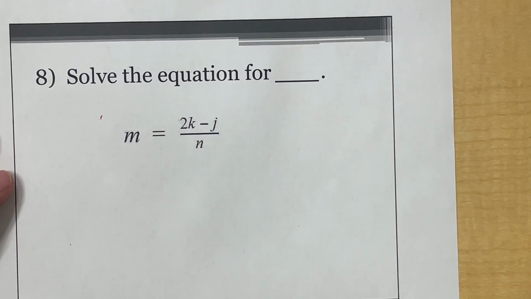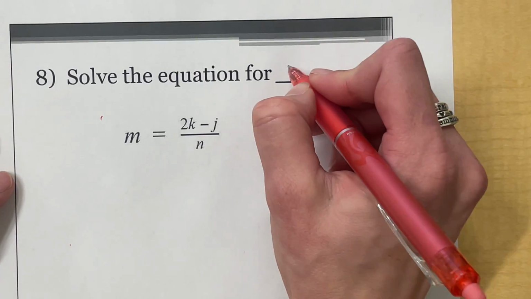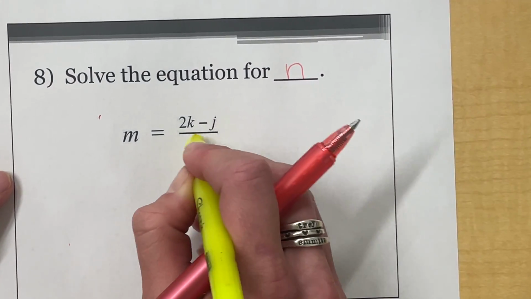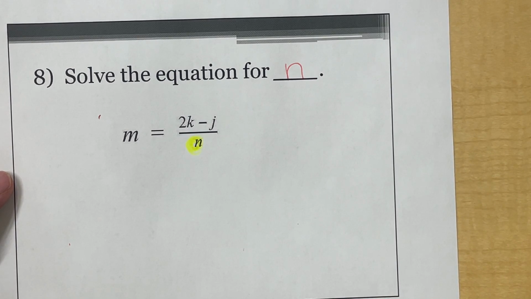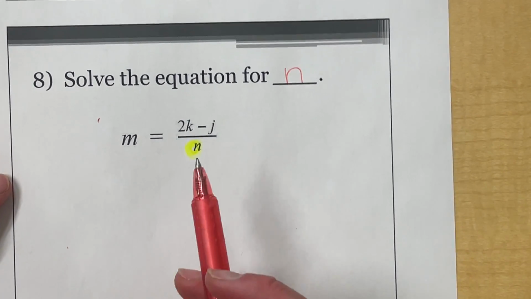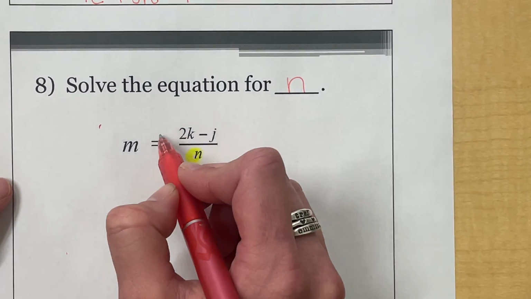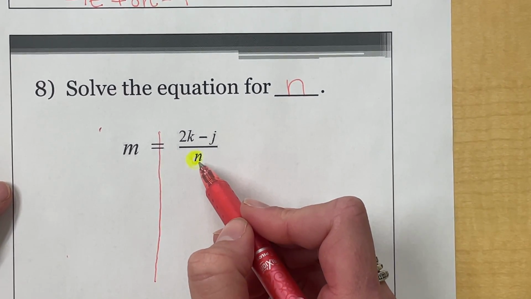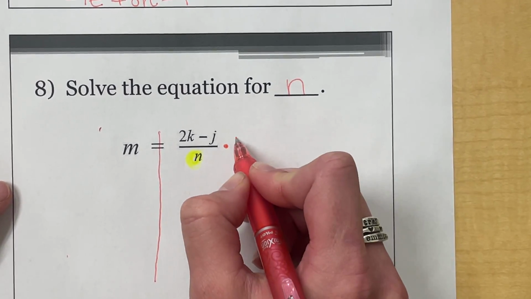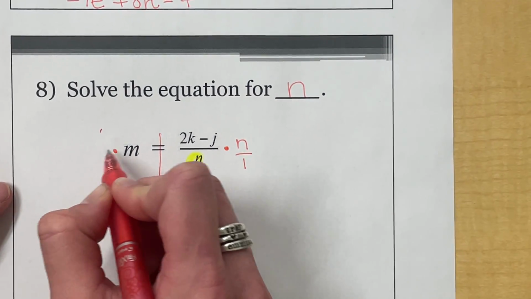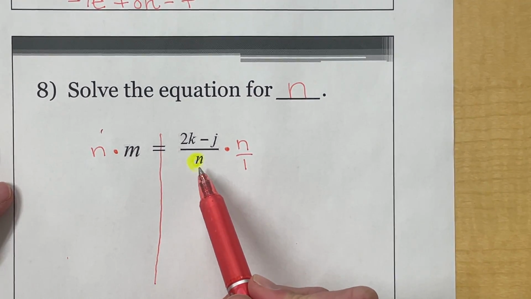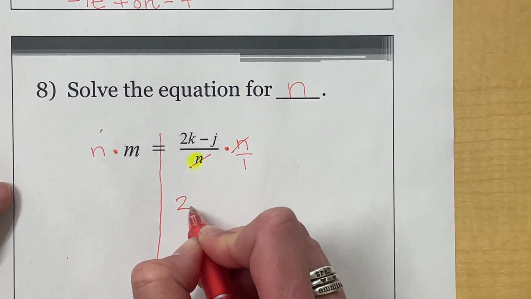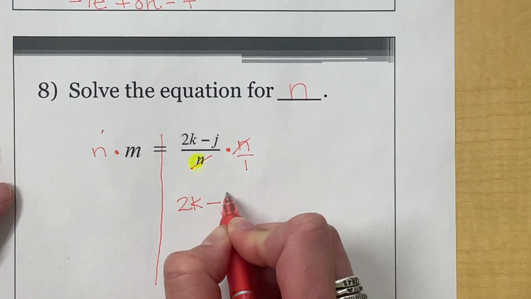Number 8, the last one, we are solving the equation for the letter N, so highlighting N in the problem. Okay, you're going to notice here that N is all by itself in the denominator. That's an issue. We can't do that very easily. So to get the N up top, we're going to have to multiply by N on both sides. When we do that, it's actually going to bring the N over to the other side here. It's going to cancel here, which is okay. And we have 2K minus J left.